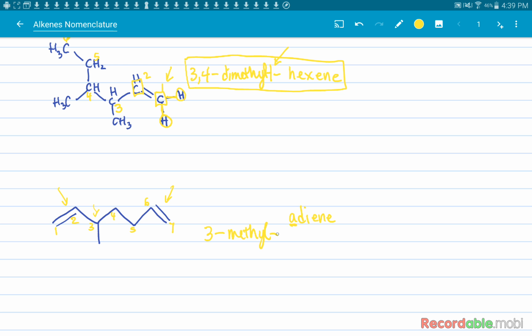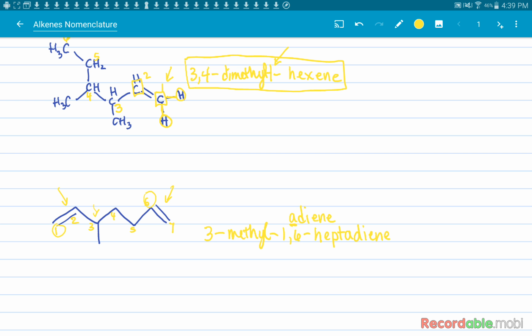And then we need to say where the double bonds are. And they're after carbon 1. They're between 1 and 2, so 1. And they're between 6 and 7. So we use the lower number, so it's 1, 6 is where the double bonds are. And then we write, it's 7 carbons long, so that's hept. And then we add this adiene.